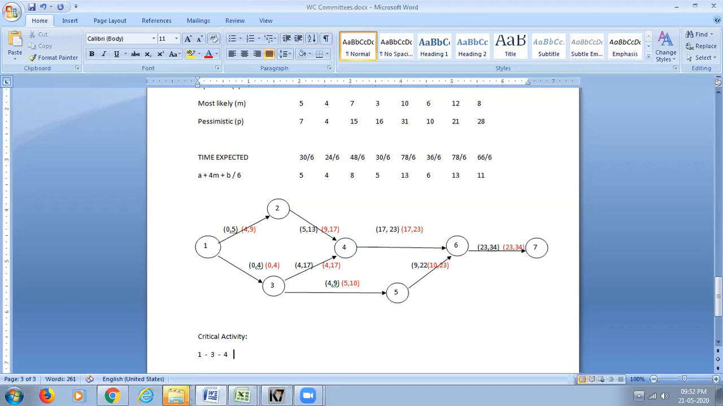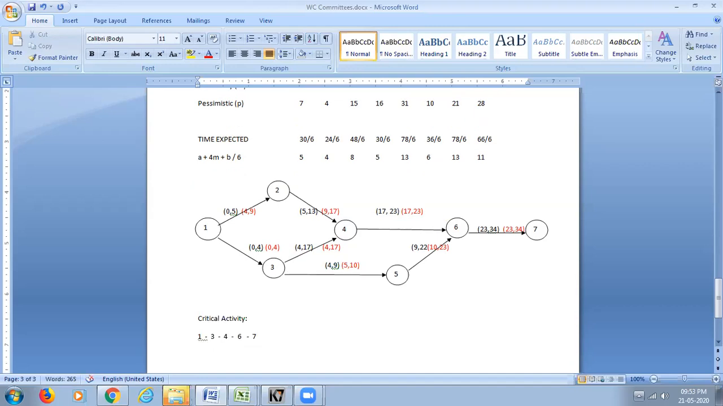Then 4 to 6, 17:23, 17:23, 4 to 6, and then 6 to 7. So these are the critical activities, and the project duration is going to be 34. Project duration is equal to 34 days, and critical activity is 1, 3, 4, 6, 7.